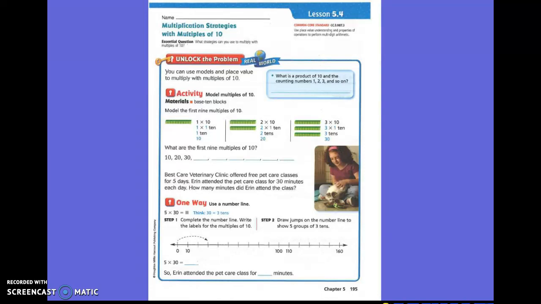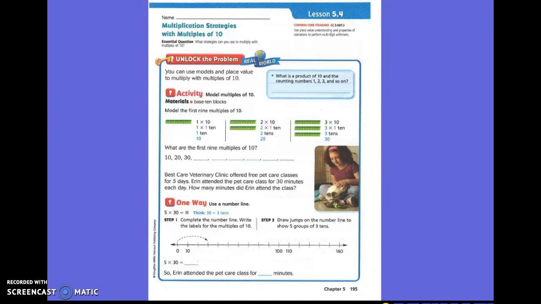Let's look at this problem right here. It says we need base 10 blocks, but we're just going to look at the base 10 blocks that they have up here, okay? Model the first 9 multiples of 10. 1 times 10 is 1 ten, which is 10. 2 times 10 is 2 tens, and 2 tens equals 20. 3 times 10 is 3 tens, and 3 tens equals 30.